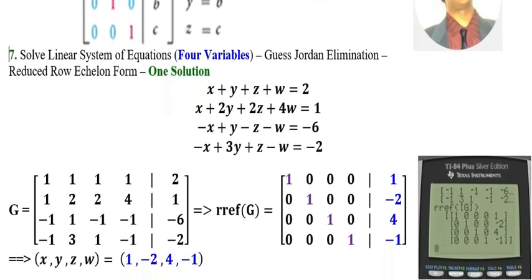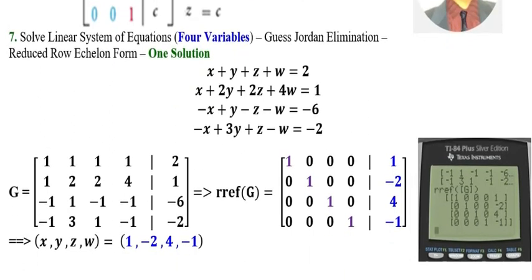We create a matrix called G. For x we have 1, 1, minus 1, minus 1. For y we have 1, 2, 1, 3. For z we have 1, 2, minus 1, 1. For w we have 1, 4, minus 1, minus 1. Augmented with 2, 1, minus 6, minus 2.